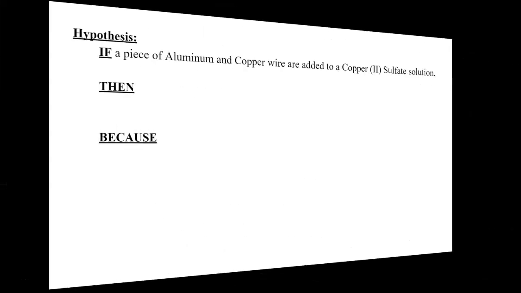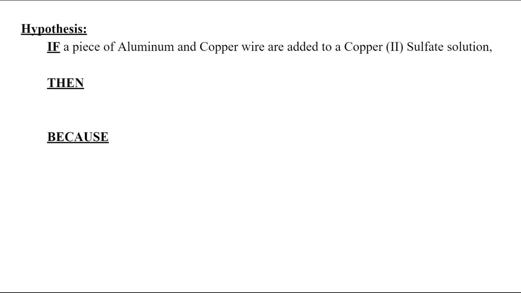So if we're looking at the way the hypothesis was set up for this particular lab, I gave everybody the if statement. And we pulled that right out of the purpose. If you remember the conversation, we said that if a piece of aluminum and copper wire are added to a copper sulfate solution, then, and you're going to fill this in, then what will be the outcome? Will both wires react? Will neither wire react? Will one or the other wire react with that solution?